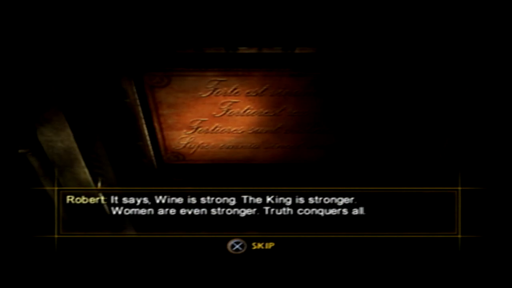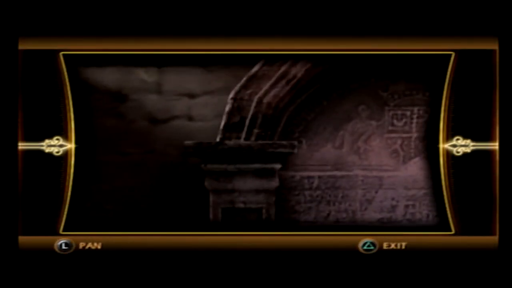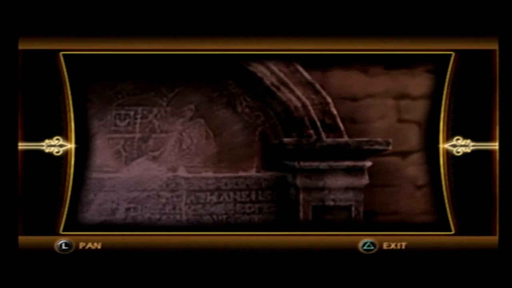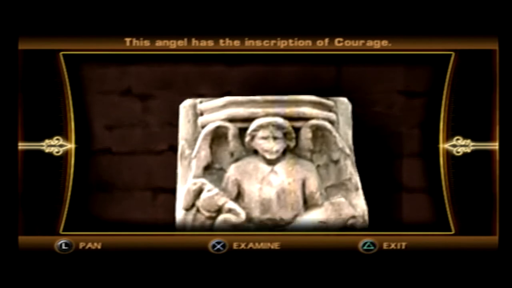So, there's a crescent moon somewhere. Wait. What did that say? It's Latin. It says, wine is strong, the king is stronger. Women are even stronger. Truth conquers all. Oh, okay. There's nothing else here. Courage. That's one courageous angel.